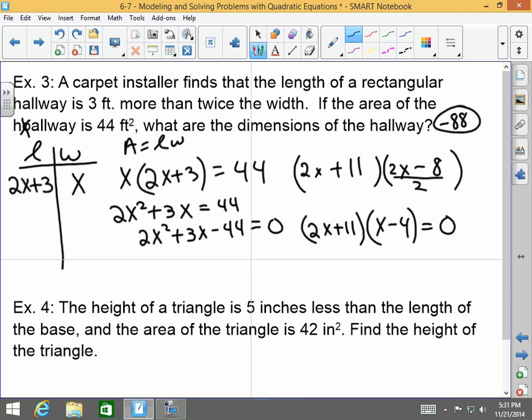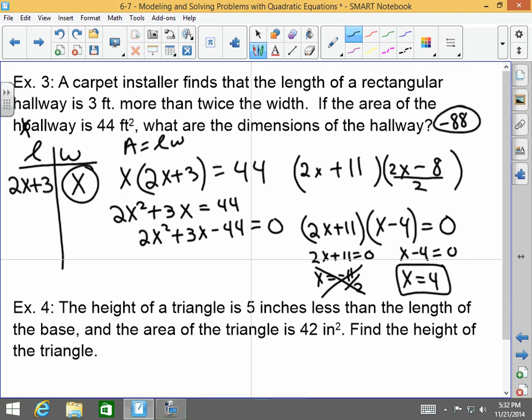I use the zero product property. So I set 2x plus 11 equal to 0 and x minus 4 equal to 0. So x equals negative 11 halves, which again, we cannot have a width of negative 11 halves, so that goes bye-bye. Or x equals 4, which is exactly what we're looking for. So we plug it in. The width is 4 feet, and the length is 8 plus 3, 11 feet. And 11 times 4 is 44 square feet.